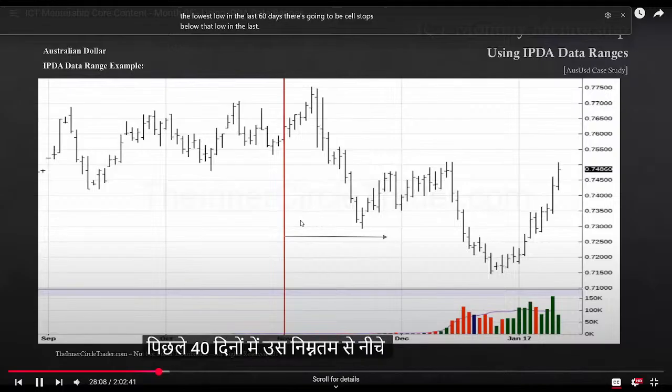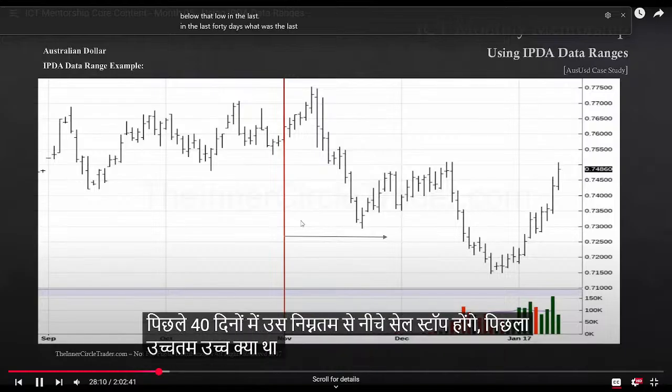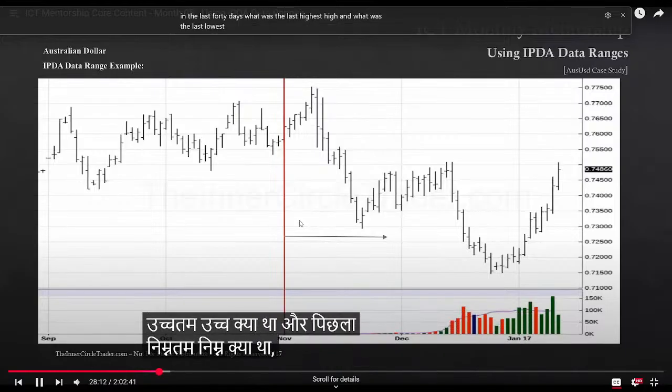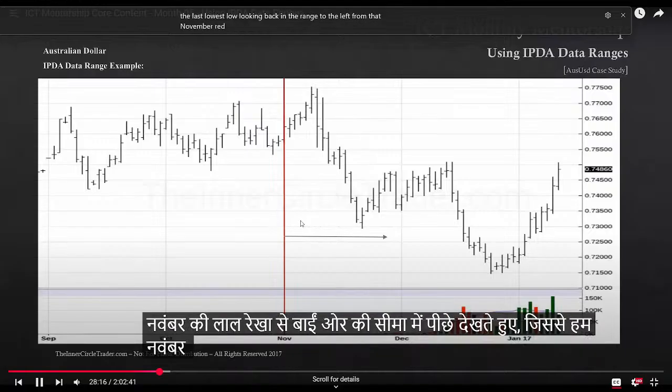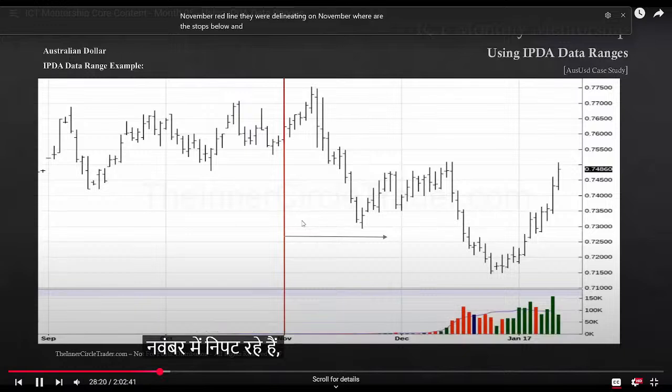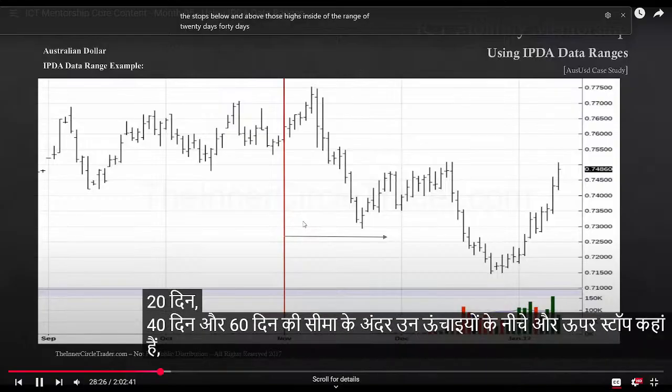In the last 40 days, what was the last highest high and what was the last lowest low? Looking back in the range to the left from that November red line that we're delineating in November, where are the stops below and above those highs inside of the range of 20 days, 40 days, and 60 days?